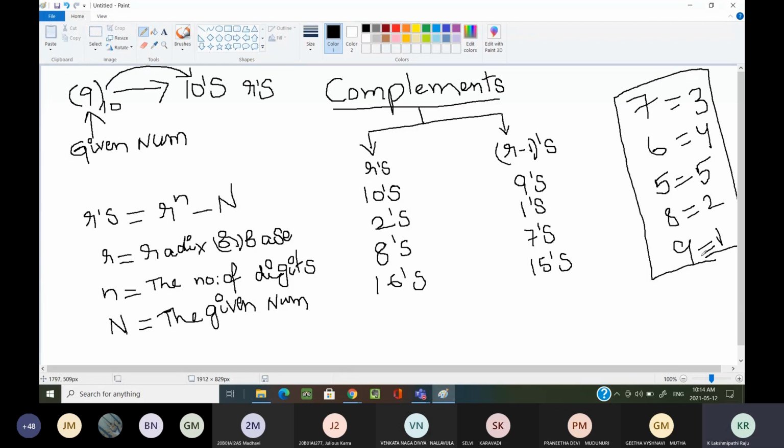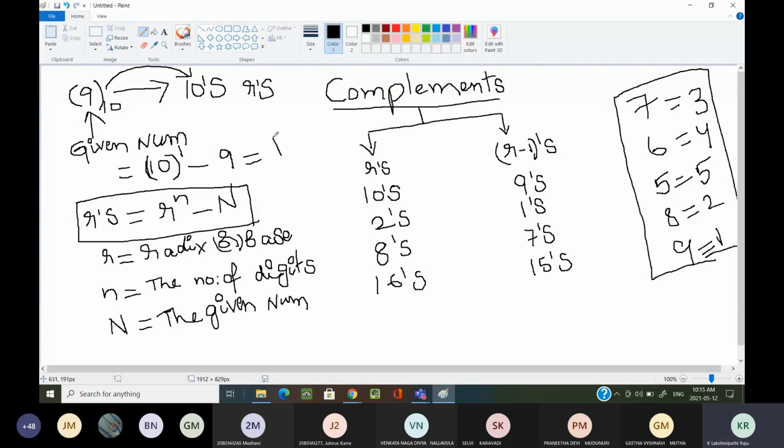If you are not understanding how we are getting this complement, apply the formula we have written here. This is the formula to calculate the r's complement of any number. For the 9's complement here, r is 10, the radix is 10. 10 power the number of digits in the given number, which is 1. So 10 power 1 minus the given number, 9.